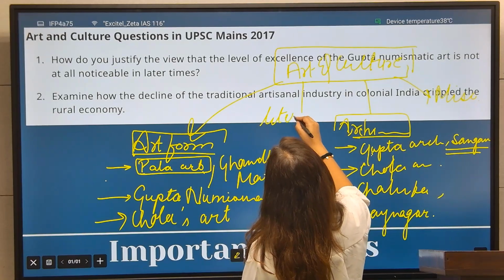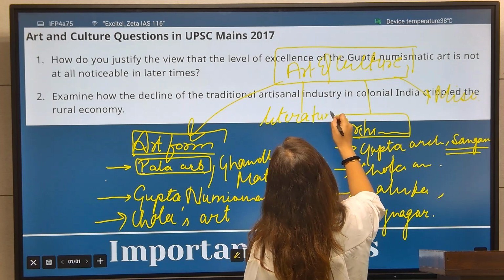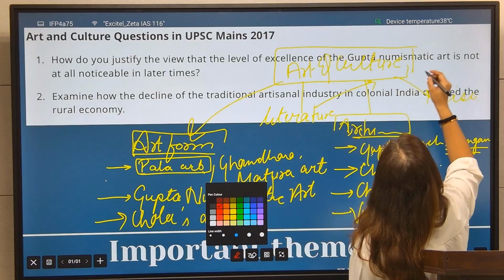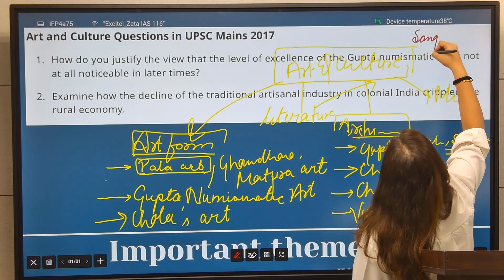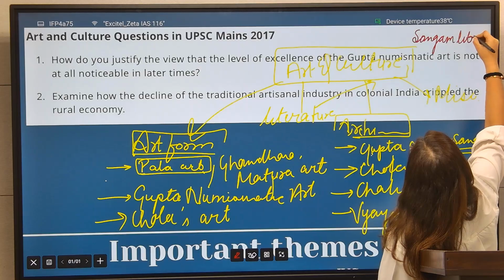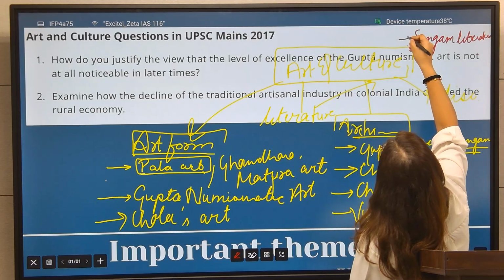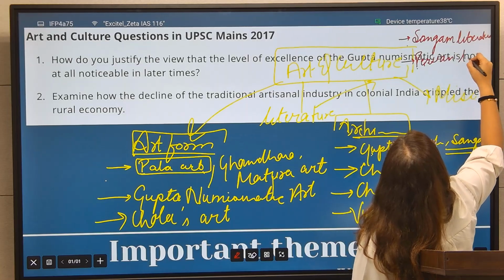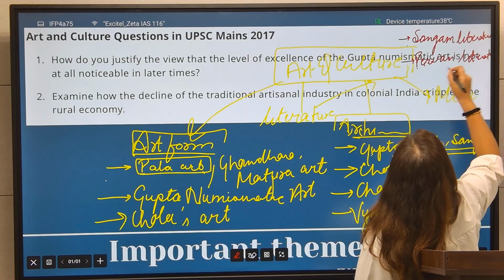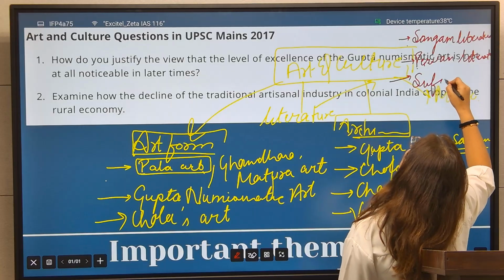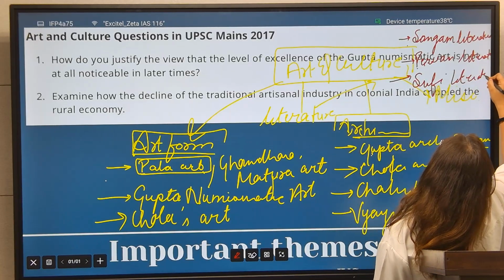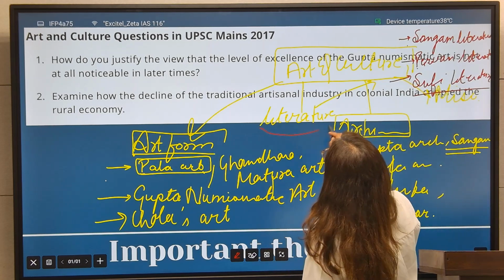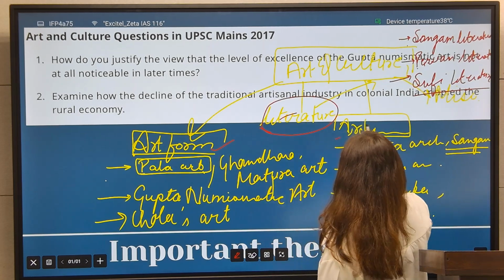Literature part. Sangam literature was asked, Persian literature was asked, and Sufi literature was also asked by UPSC. So these are the broader themes that we analyzed from the PYQs.